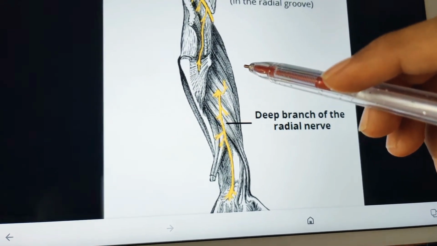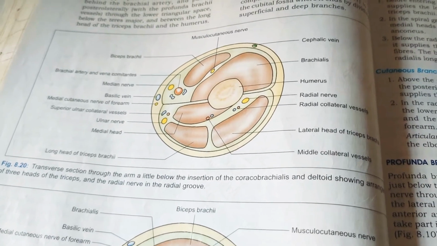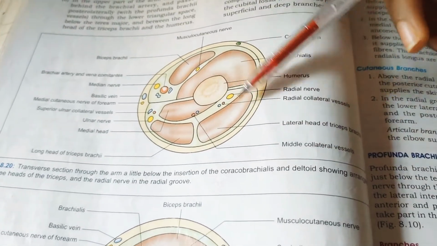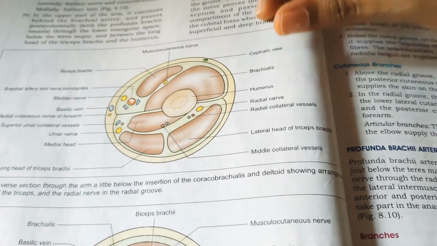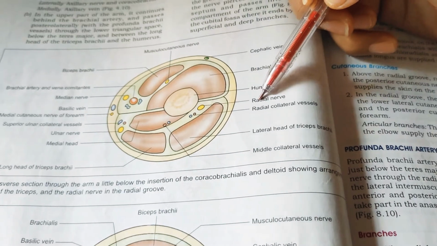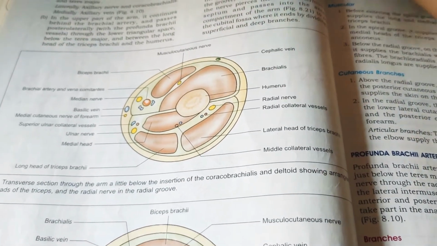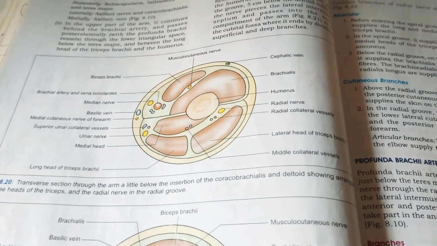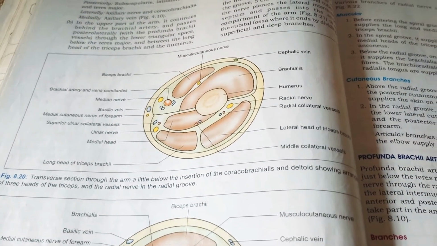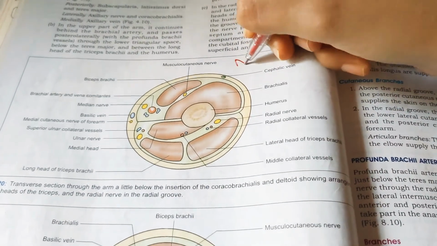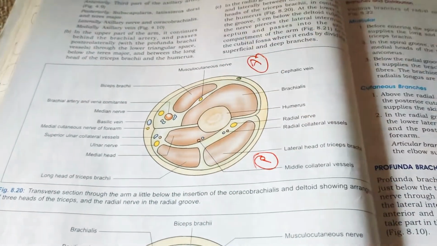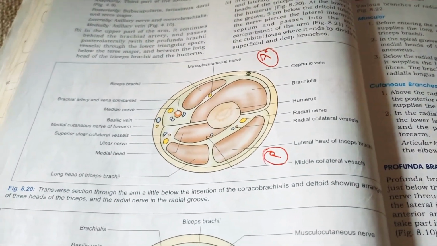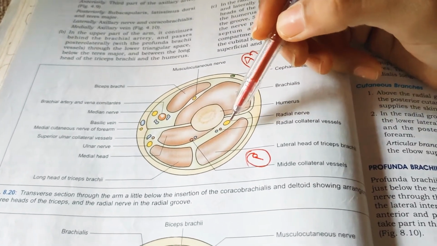So let us see its relations. In the lower part of the axilla, let us check out the relations of the radial nerve by this diagram. First we need to check where the radial nerve is. This yellow colored structure is the radial nerve, okay? And we need to understand what is the anterior side and the posterior side. To understand that, here is the biceps brachii, which means this is the anterior side, and this is the posterior side because it's the triceps. Like this, you need to find out; this is the humerus in the middle. The radial nerve is on the posterior side.